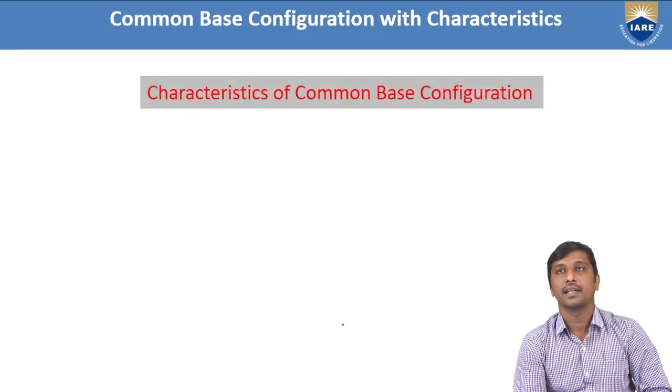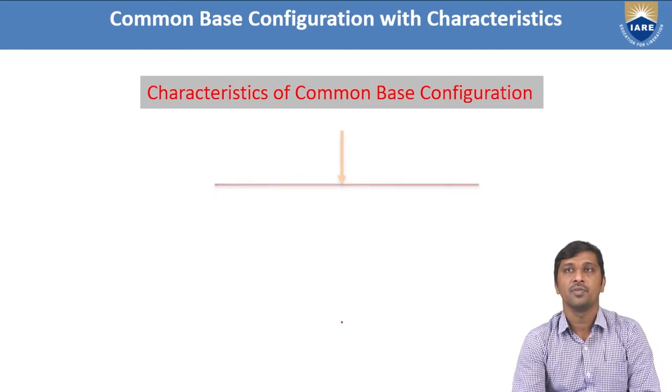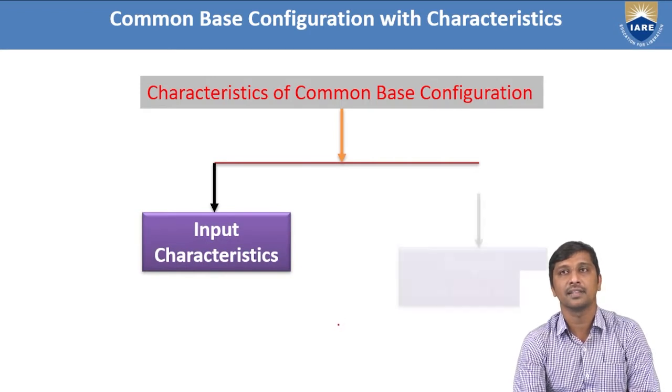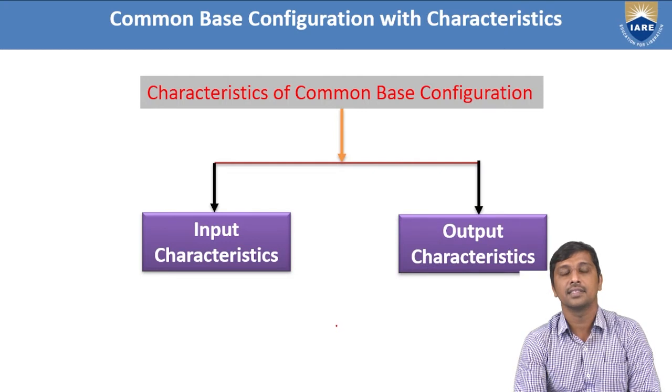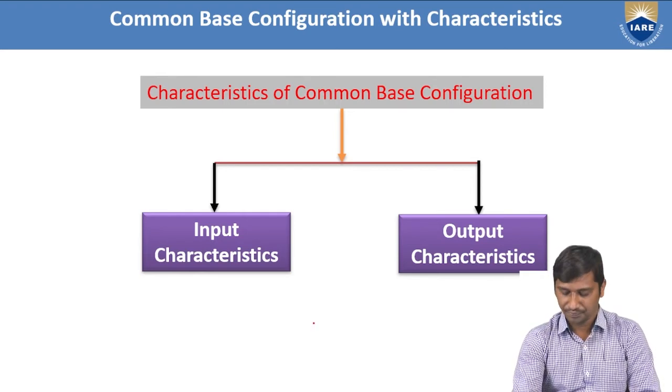Now coming to the characteristics of common base. Whatever the transistor and whatever the configuration in this BJT, it has two types of characteristics. One is the input side, represented as input characteristics. Another one is the characteristics observed across the output junction, called the output characteristics. Now we are going to observe what the input characteristics are and how they behave, and what the output characteristics are, and how the transistor behaves under this common base configuration.